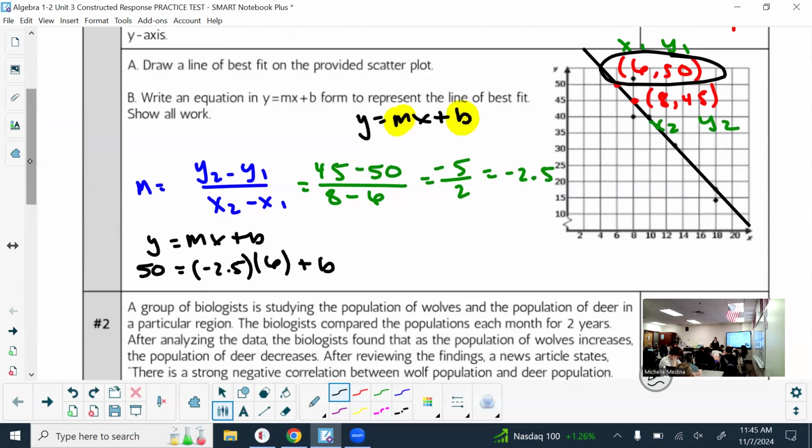So, -2.5 times 6. I'm gonna put that in my calculator real quick. Okay, 2.5 times 6, and it's negative. I get -15. I think in another class I used a different x and y to plug in and it was -20, but you'll see it ends up all being close. Anyway, -15 plus b. How do I get the b fully alone?